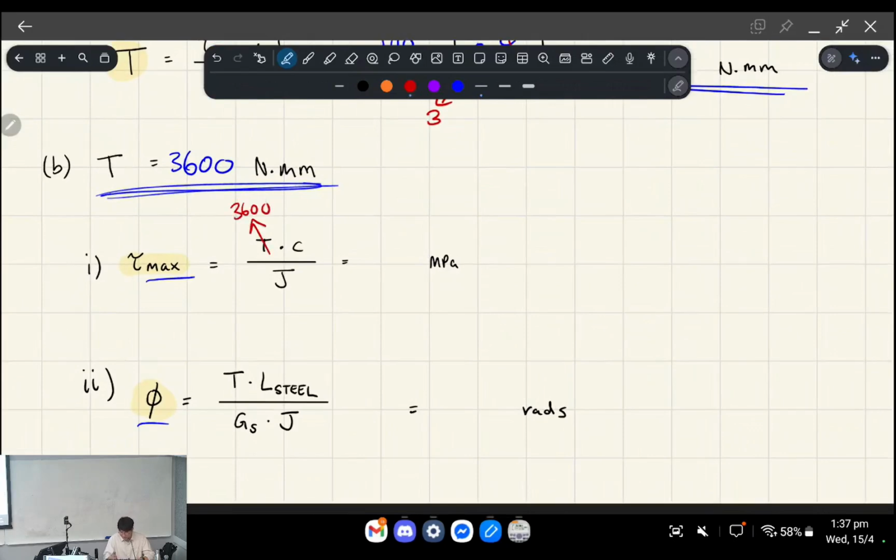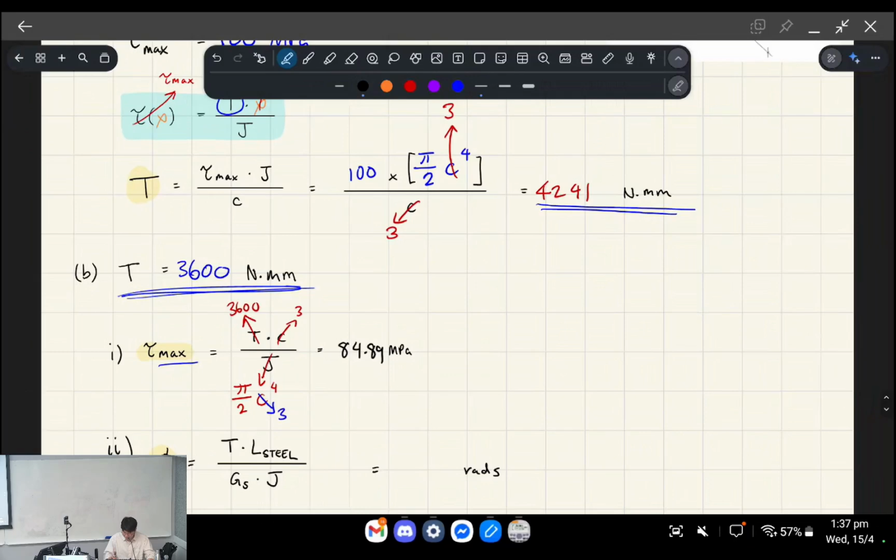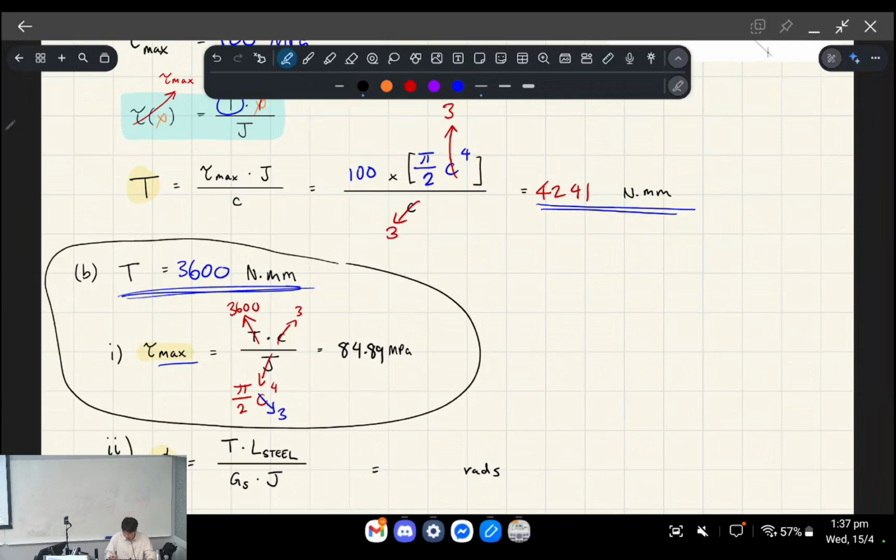So we can plug in 3,600 for T, and we can plug in C is equal to 3 millimeters. J is pi on 2 C to the power of 4, where C is 3 millimeters, giving us 84.89 MPa, okay? So that's the max shear stress that's being experienced by the entire system, given this amount of torque instead.